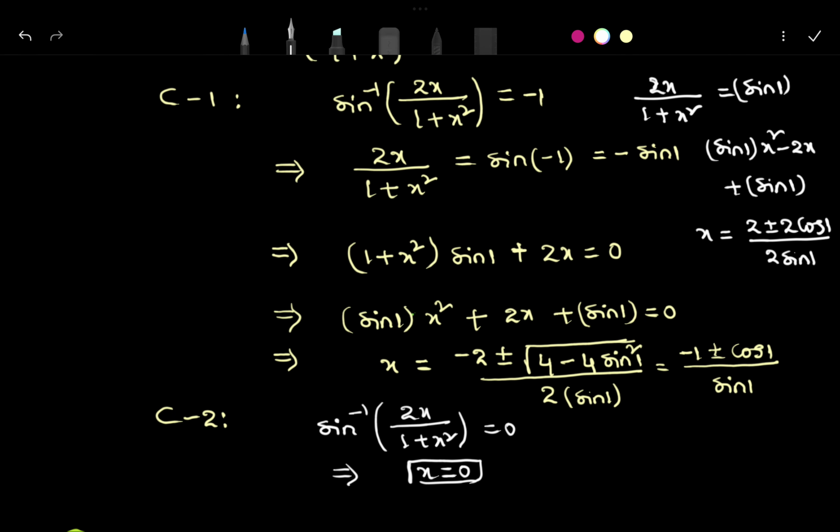So finally, therefore, the limit does not exist at 5 values.